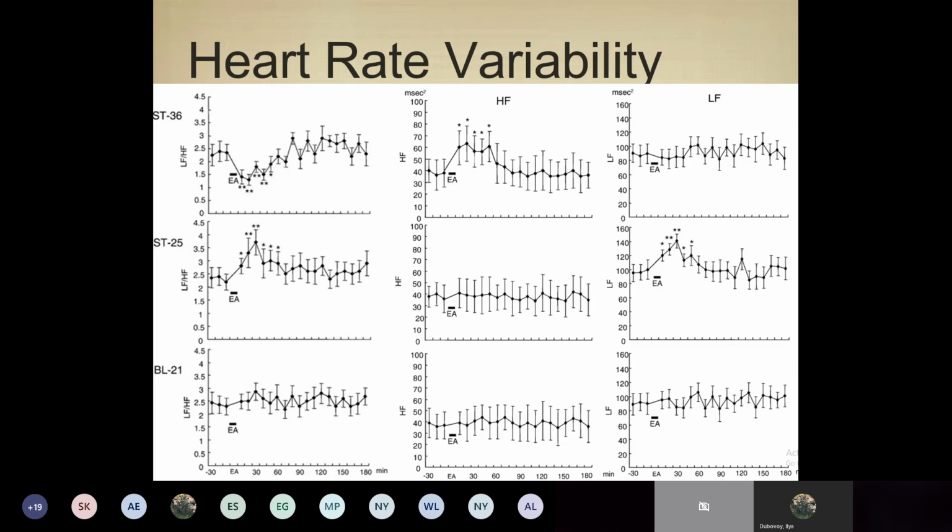As seen in this graph, the low frequency to high frequency ratio showed a primarily parasympathetic stimulus with stimulation at stomach 36 in the rat. At stomach 25, it showed a predominantly sympathetic effect, and bladder 21, as a control point, did not show any effect one way or the other for the duration of electroacupuncture treatment, indicated by EA in that small bar. The effect was quite long-lasting, as can be seen. Again, stars indicate statistically significant differences from baseline.